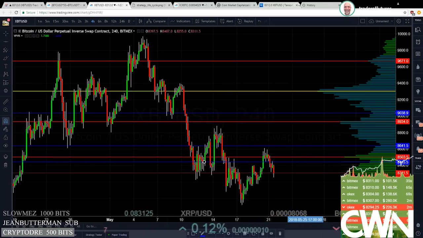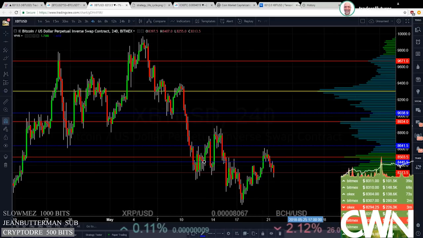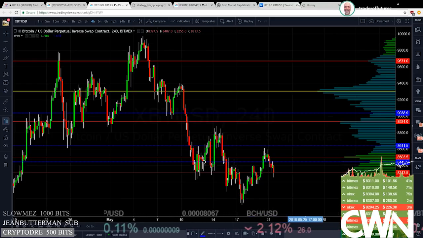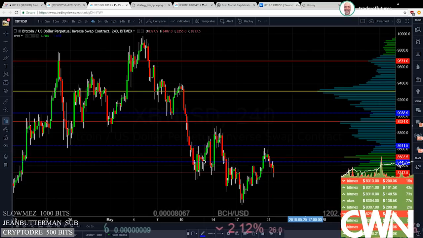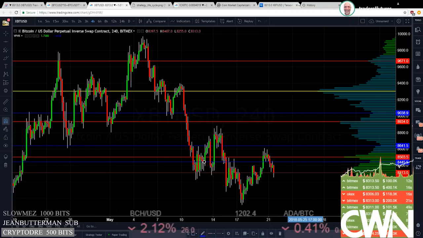Now, I don't always use just the full view profile. I find that kind of limiting sometimes. And now here's the thing. It's showing the full view. It's showing things all the way back to here, to the 19th of April.